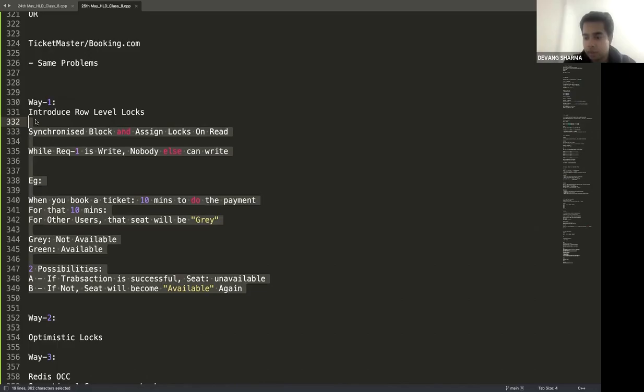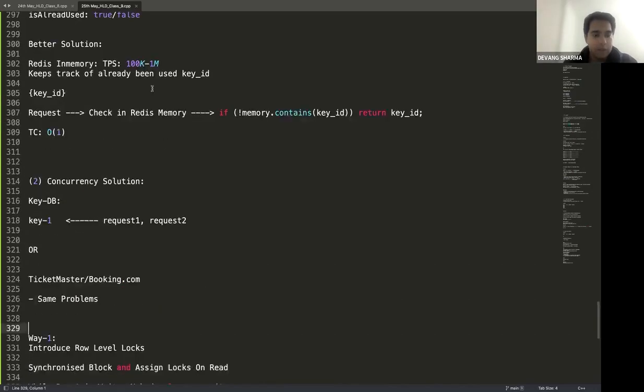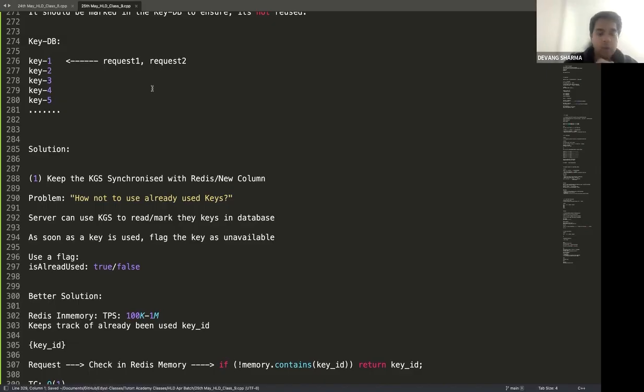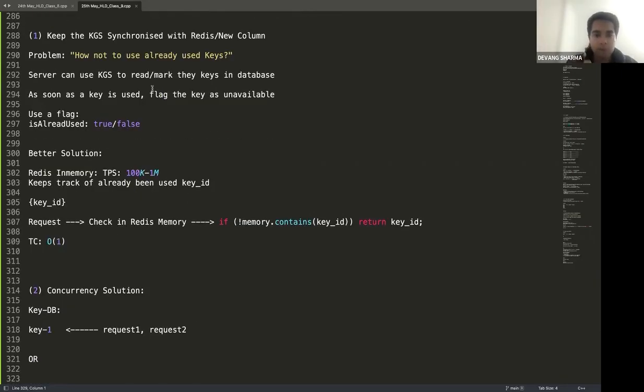Everybody clear so far? Quickly give me clear in the chat. Okay. All right. So far, we are good with the key generation service idea. We talked about some of the problem statement which key generation service has solved for the hashing approach. Deep diving into the key generation service, what can be the possible caveats? We talked about that as well.